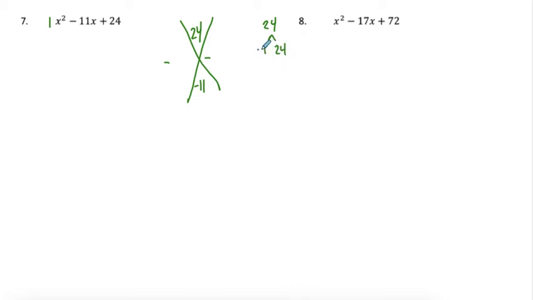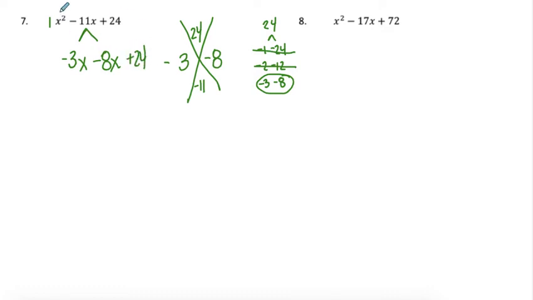1 and 24, if they were both negative, would be negative 25. 2 and 12, both negative, would be negative 14. 3 and 8, if they were both negative, bingo, there's what we're looking for, negative 3 and negative 8. So we're going to rewrite negative 11x as negative 3x minus 8x. Bring down our 24, bring down our x squared. And now we're ready to group.